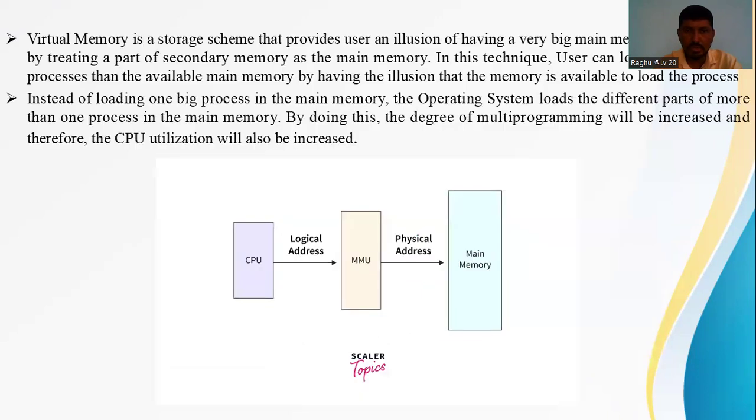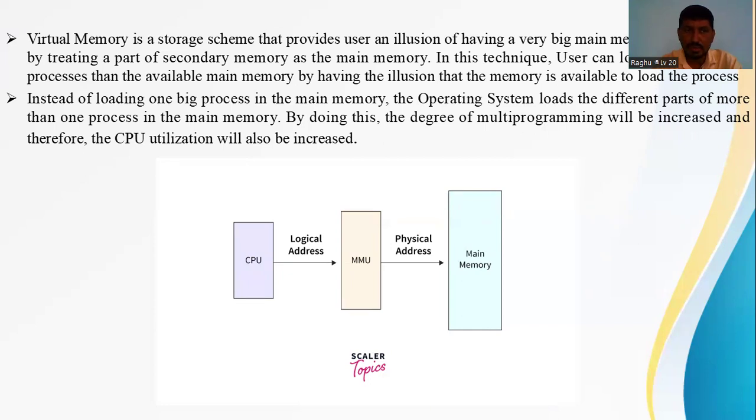Basically, what is virtual memory? Virtual memory is a storage scheme that provides the user an illusion of a very big main memory. This is done by treating a part of secondary memory as the main memory, as I just told you. For memory allocation, in the CPU we use logical addresses and physical addresses. Logical means the running application, and physical means what is stored in the final memory.